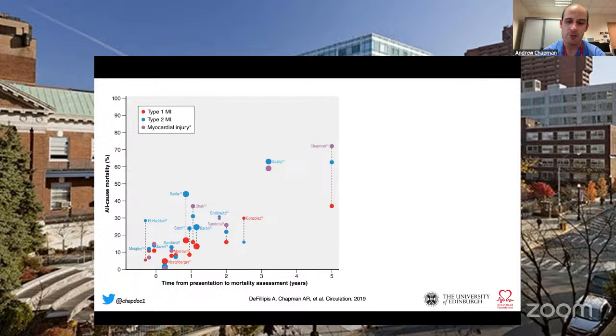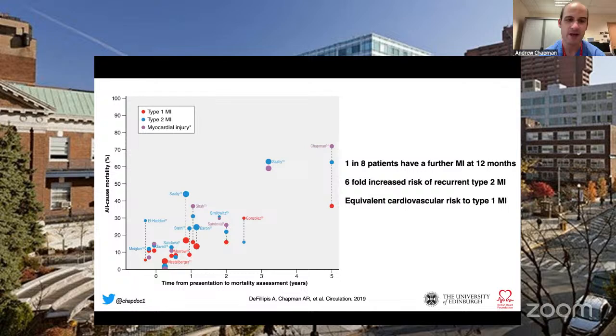But if you look out to 5 years, we can see that just 1 in 3 patients with type 2 MI is still alive. There is an increased risk of further myocardial infarction. That 1 in 8 patients will have an MI within 12 months. That might be a type 1 or a type 2. There is a 6-fold increased risk of having a recurrent type 2 myocardial infarction if you've had one already. And taken together, the cardiovascular risk for an individual patient with type 2 MI is actually equivalent to type 1 MI.